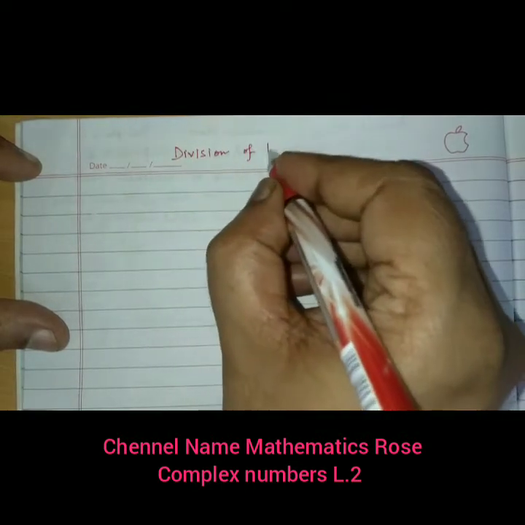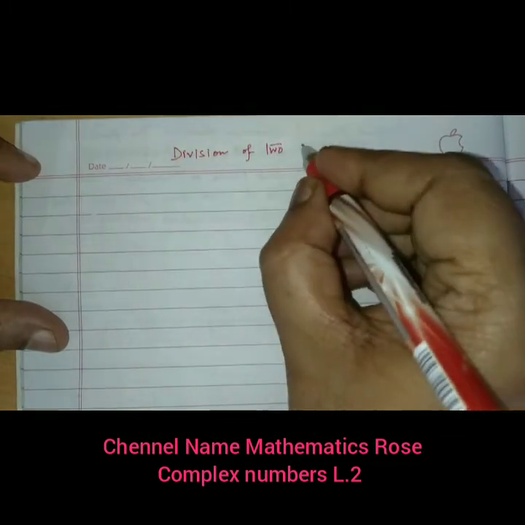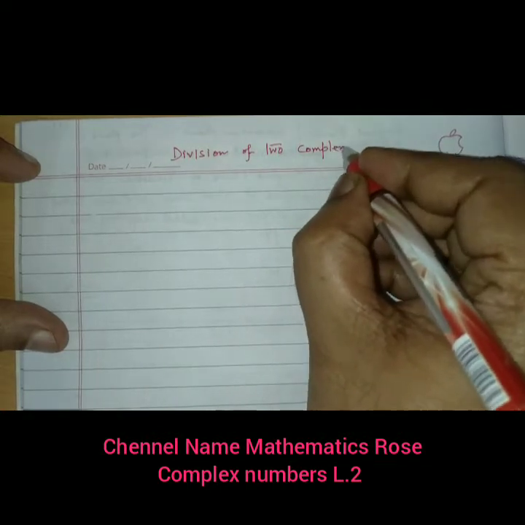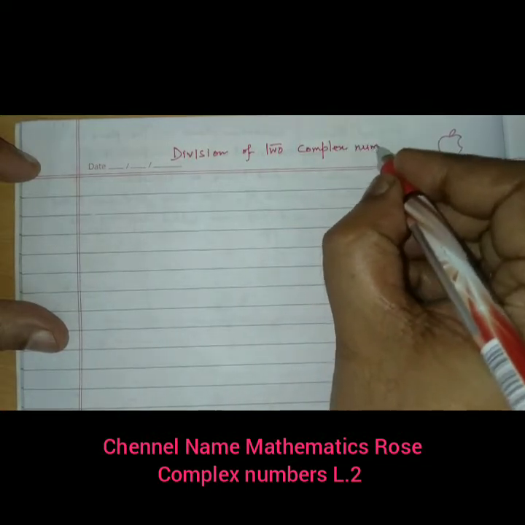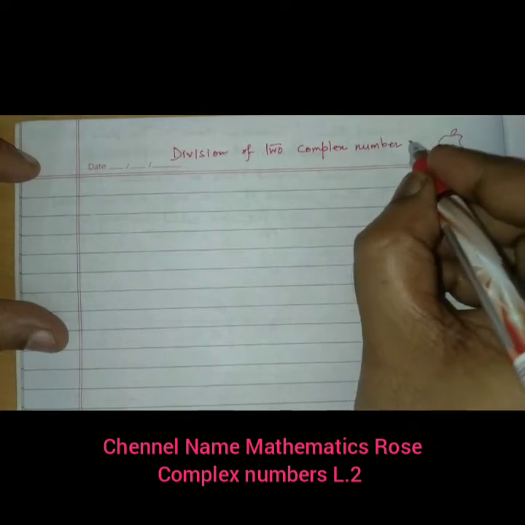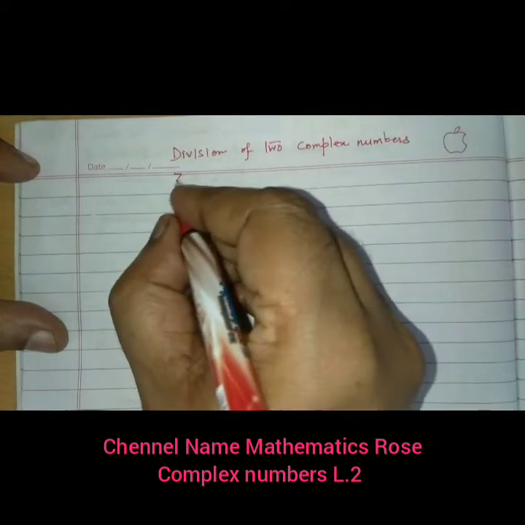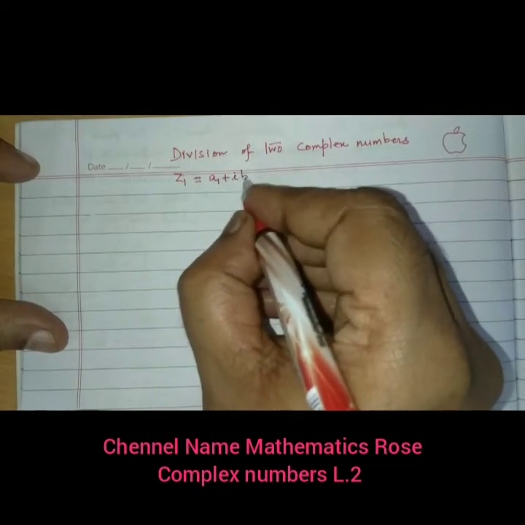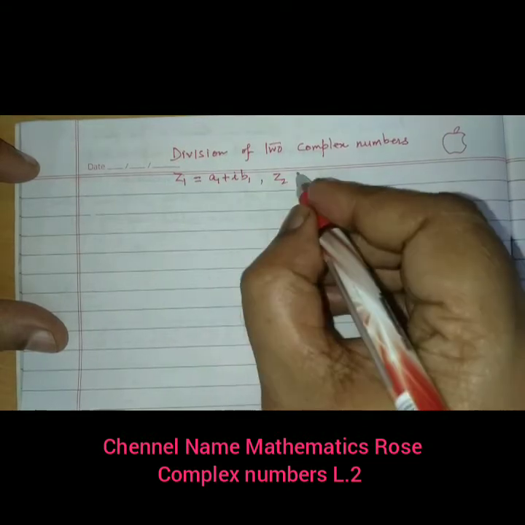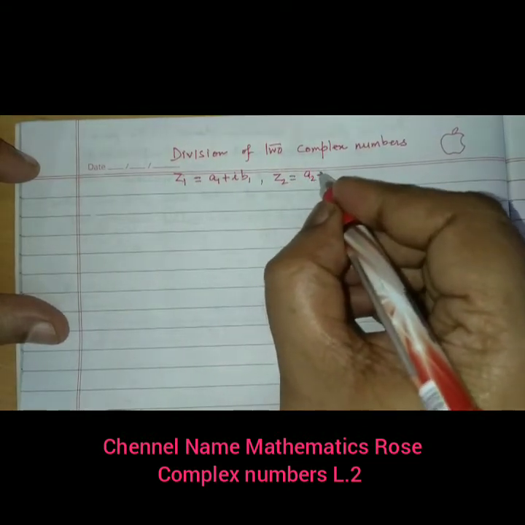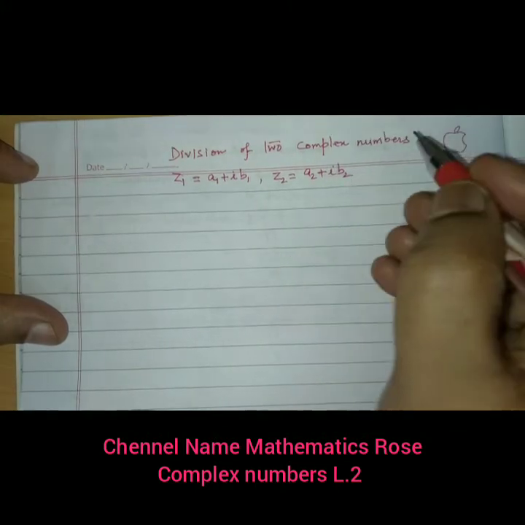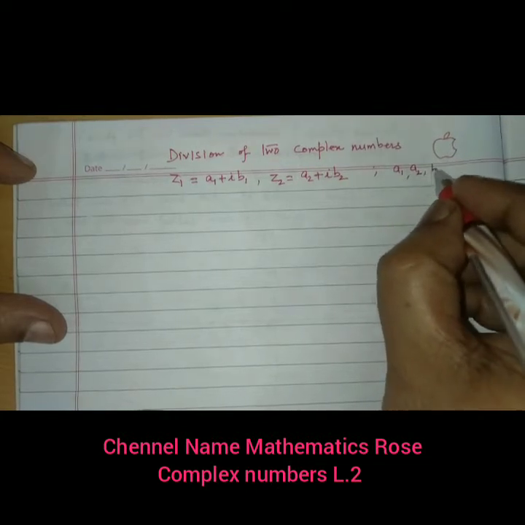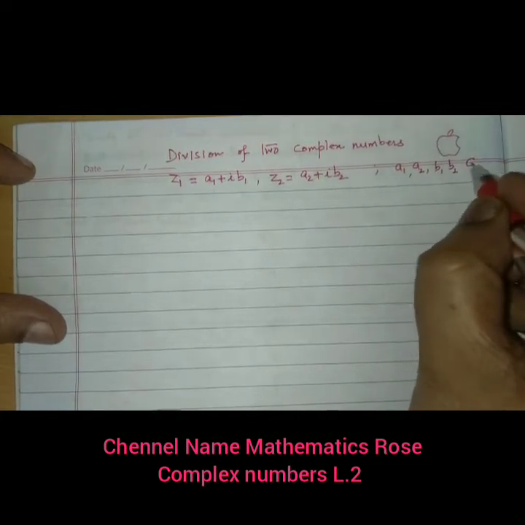Of two complex numbers. Suppose z1 is equal to a1 plus i b1 and z2 is equal to a2 plus i b2, where a1, a2, b1, b2 belong to real numbers.